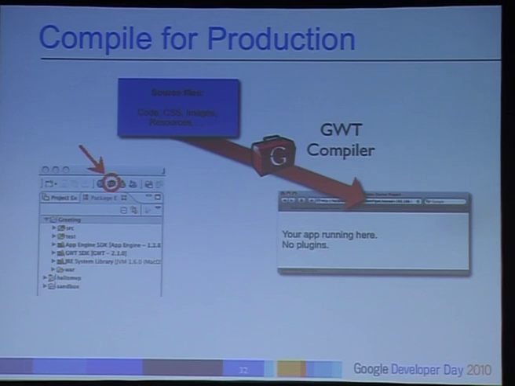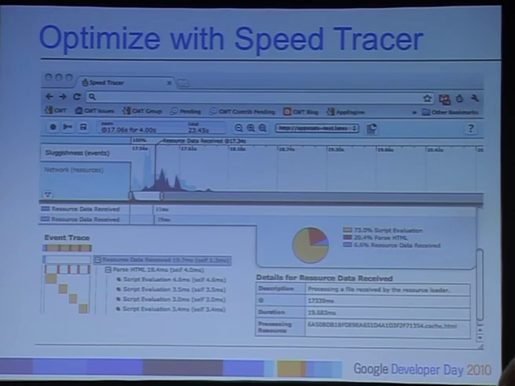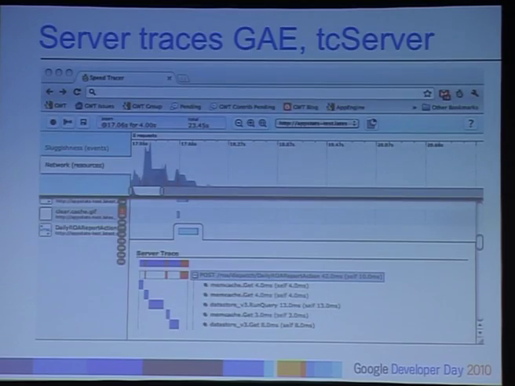When you're finished debugging, then you compile your app for production. And this is just running the GWT compiler, which you can launch easily from the toolbar in the Google plugin for Eclipse. And then it will package it up as a standard WAR structure with all of your style sheets and images, and of course your JavaScripts that the GWT compiler creates. After you've compiled it and put it in a browser, you can optimize it and find out using Speed Tracer exactly which features are taking the most time, and then you can work on further optimizations.